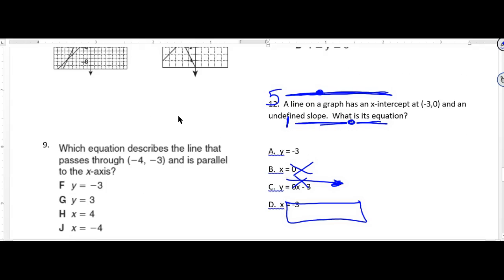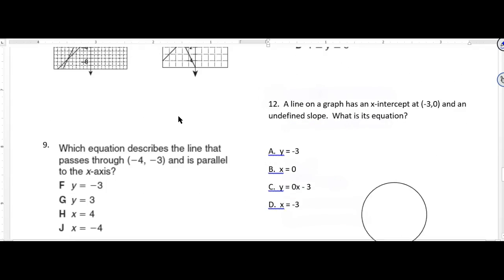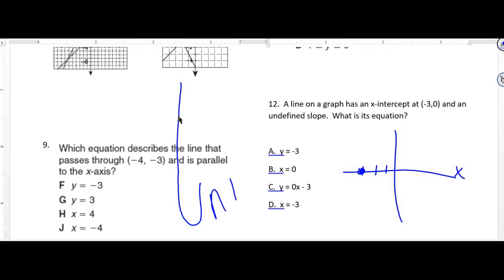Last one, number 12. Line on the graph has an x-intercept at -3, 0. So an x-intercept is on my x-axis at -3, 0. And has an undefined slope. Undefined is up and down. It's an undefined line. So there's my line right there. I know it's up and down.